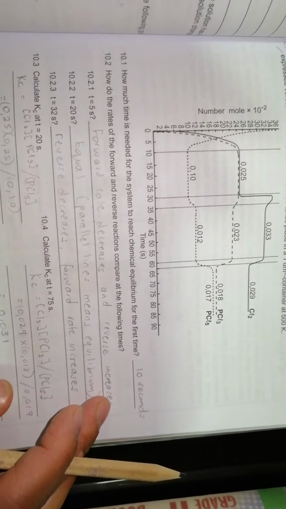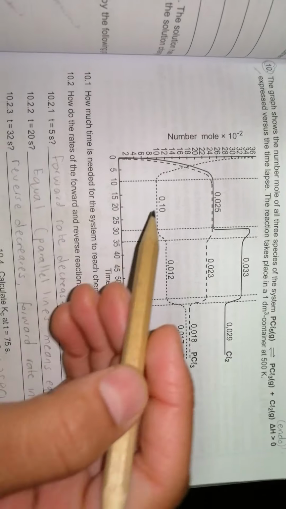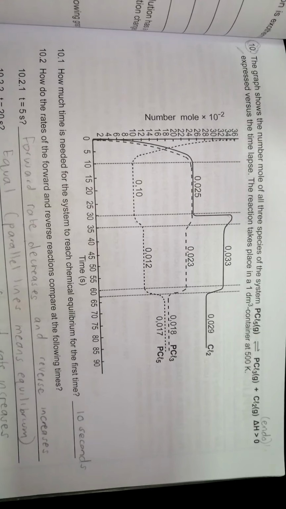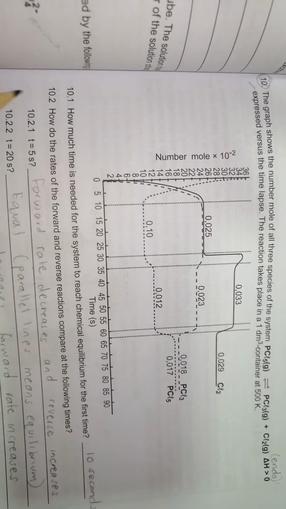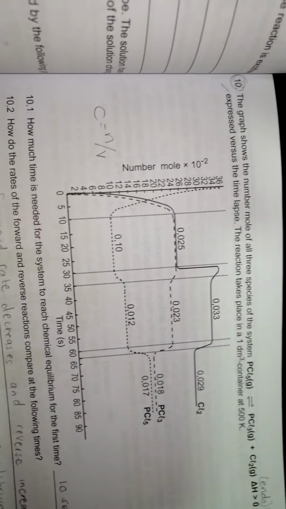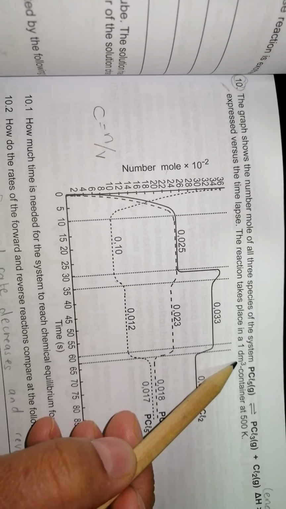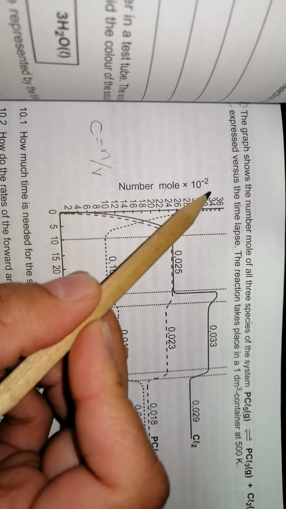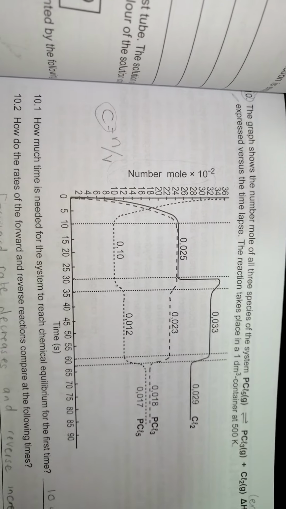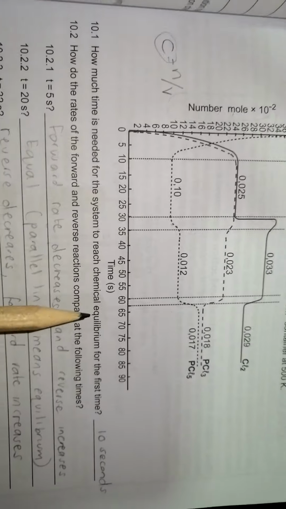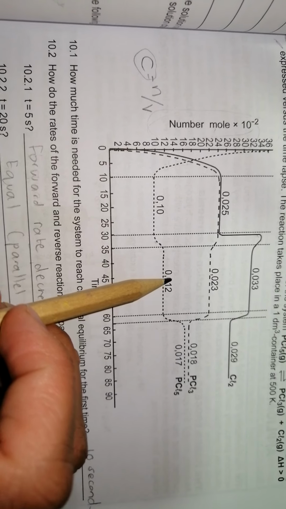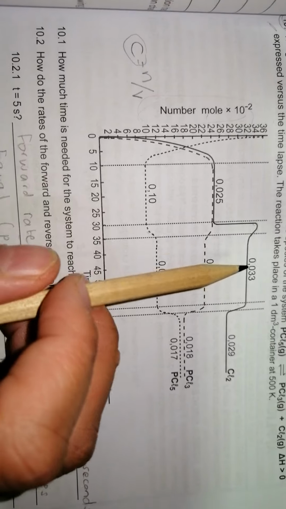Again, remember, we must see what graph we're looking at. So here we have number of moles times 10 to the minus 2. But remember, moles has to do with concentration. Concentration is equal to moles over volume. So if they're giving us moles and we have volume, this is basically a concentration versus time graph. So you will take it as a concentration versus time graph. Now, before we even start with the questions, remember in a concentration time graph, if the graphs are parallel, it means equilibrium is being reached.